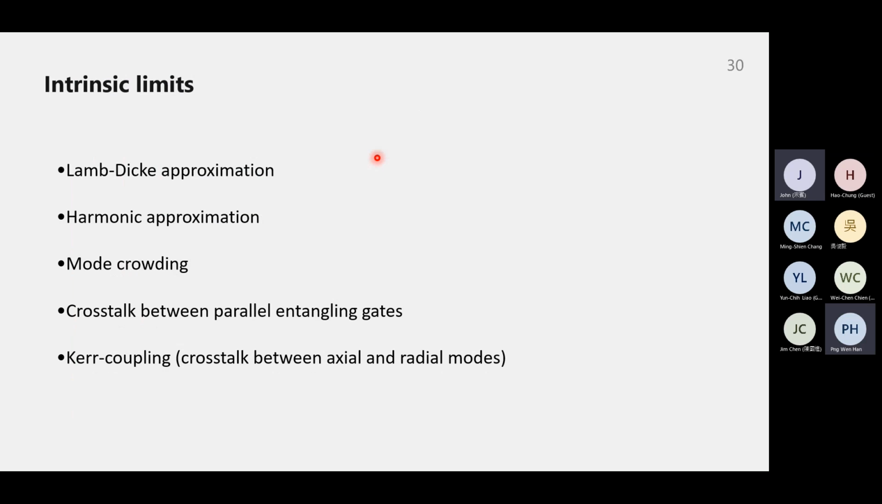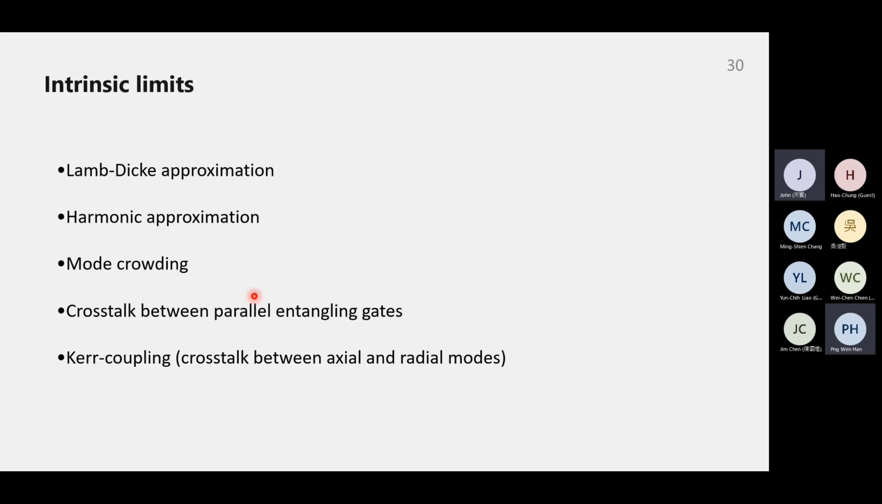So besides the experimental problems, we would also have to investigate the intrinsic limits of the trapped-ion systems. Like the Lamb-Dicke approximation will tend to break down when we are doing a fast gate. This is because the fast gate requires a higher amount of laser power.